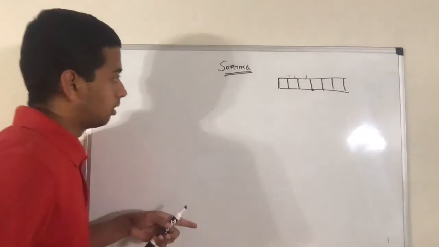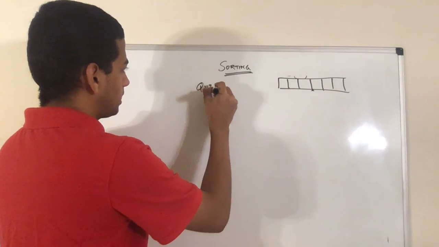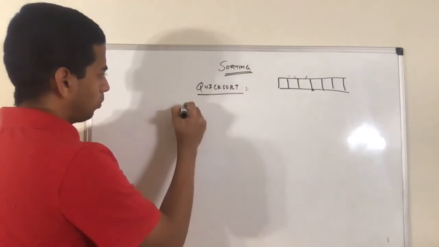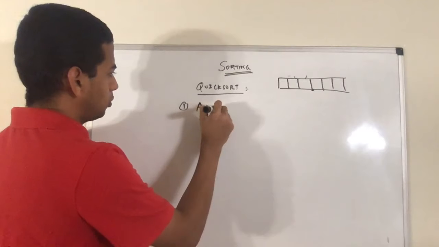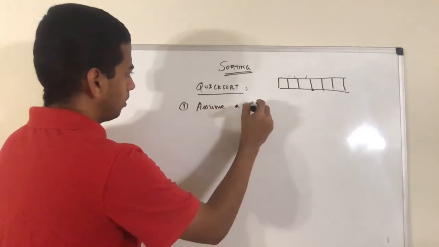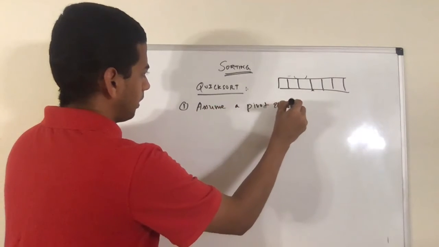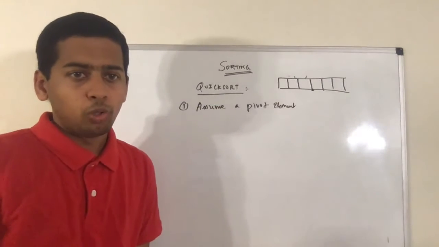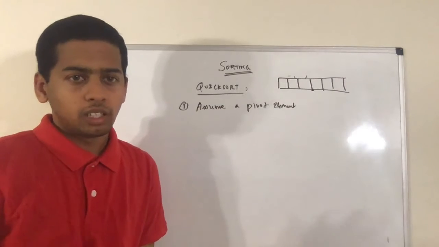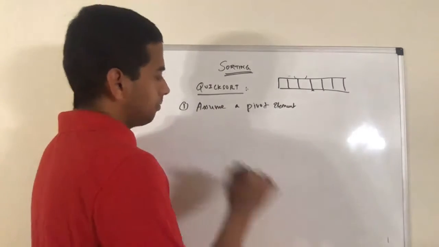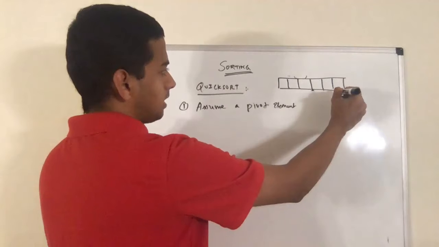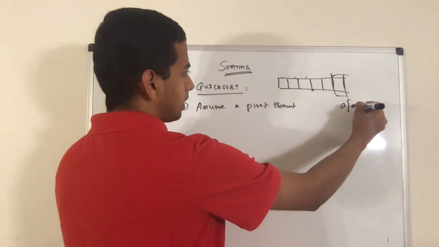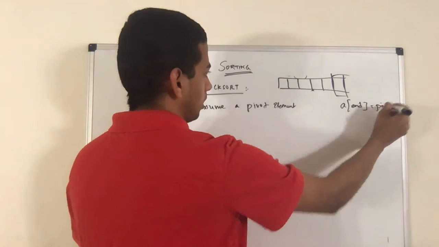So how does quicksort work? In quicksort, there are a few things that we have to keep in mind. Number one, we have to assume a pivot element. What does pivot mean? Pivot means an element that I'm going to consider in an array using certain logic. For example, let me say that every time in an array, my last element is my pivot. I'm going to consider A of end index as my pivot. Okay, this is my assumption.